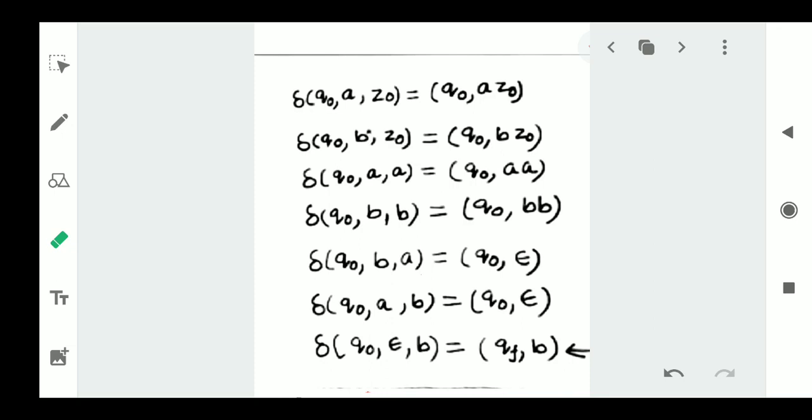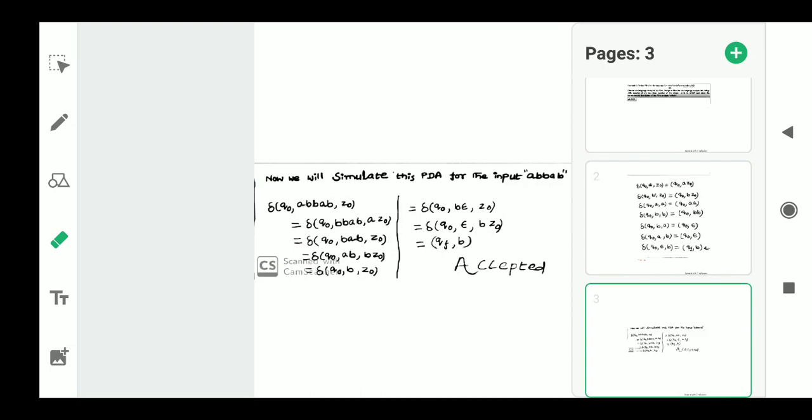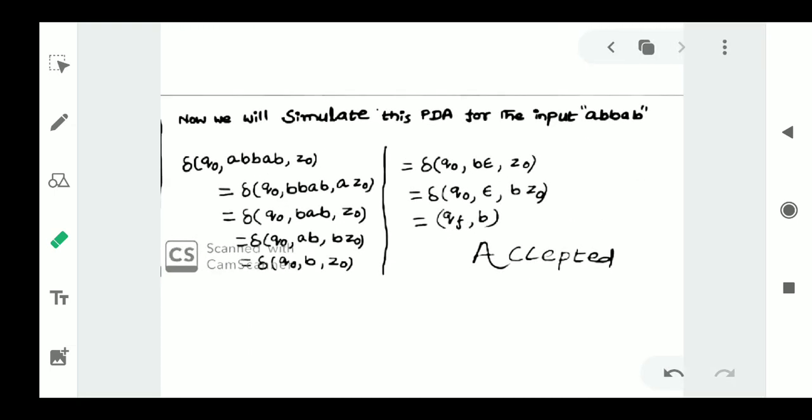And this is the instantaneous description for the PDA. We will also see how we verify the string. This is the simulation for the PDA. We have taken the string ABBAB. First we start with A, so we insert A above Z0. The next input symbol is B, so a different input symbol is encountered, and we pop the element from the stack. We have deleted A from the stack, and now the stack contains only Z0. The next input symbol is B, so we insert B into the stack.